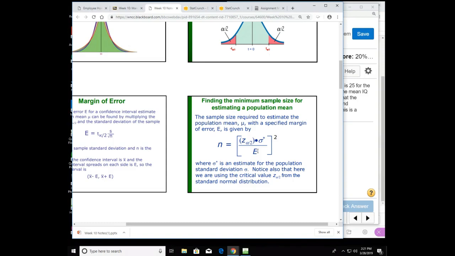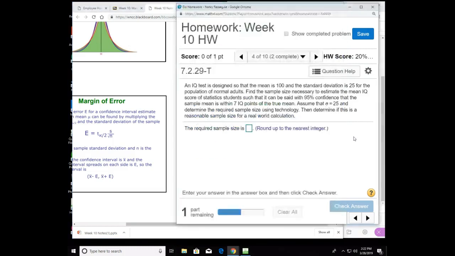This time you're not going to be changing things to a decimal. You just take whatever the number is. Because we're not talking about proportions anymore, we're talking about means, and those can be anything. I mean, if we're talking about the value of a house, it could be 150,000 or something. So we just take whatever the number is. Where it says within, that's telling you your maximum margin of error. So where it says within 7, you're going to use 7 for the E.